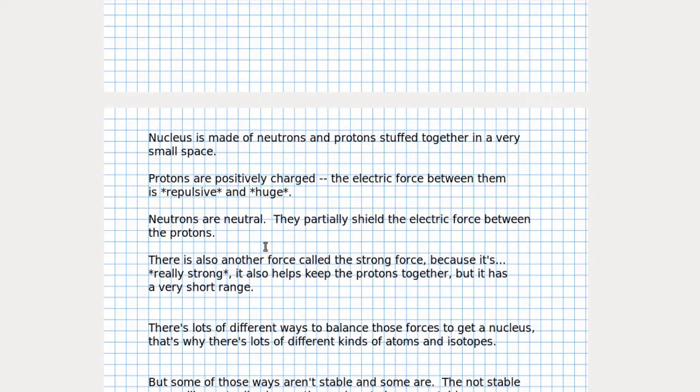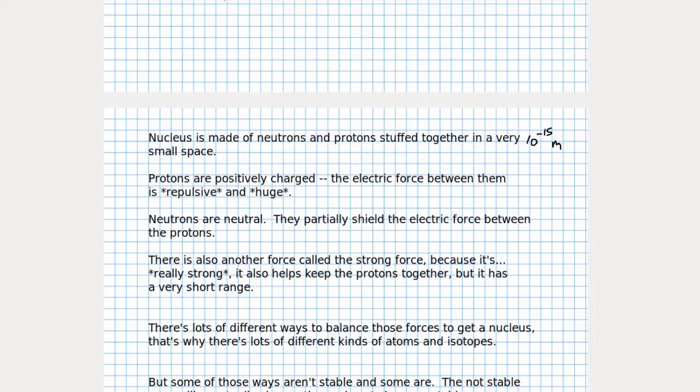I want to talk about some details here. So the nucleus is made up of neutrons and protons, and they are stuffed together in an incredibly small space. And I do mean incredibly small. Like the typical size of a nucleus is about 10 to the minus 15 meters in diameter. Very, very small space, unimaginably small space.